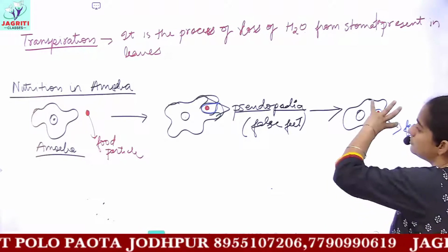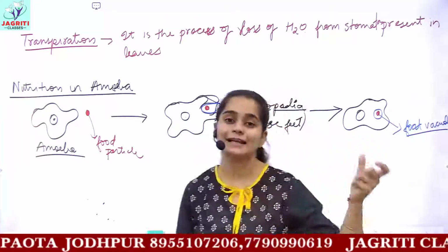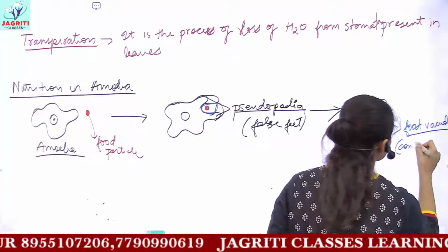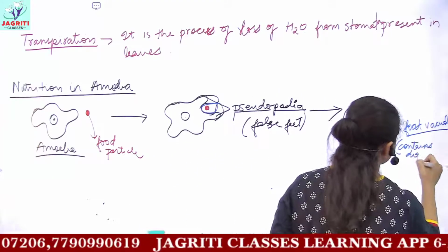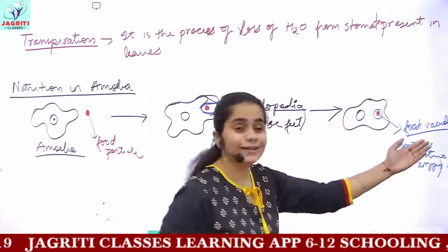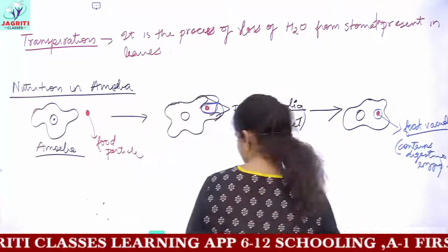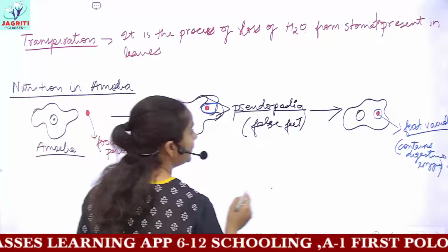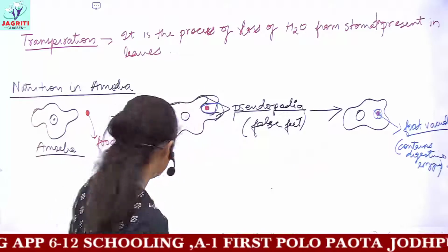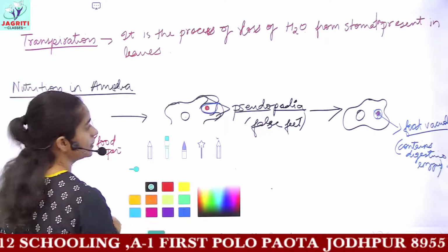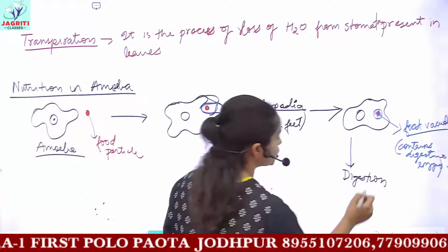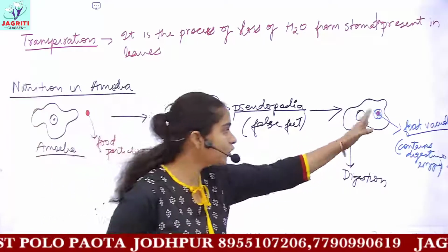Now once amoeba has taken food inside its body in the form of a food vacuole, this food vacuole contains digestive enzymes. So what does this food vacuole do? It releases the digestive enzymes which digest the food particle. So now digestion of the food particle will occur, by these digestive enzymes which act on the food particle.